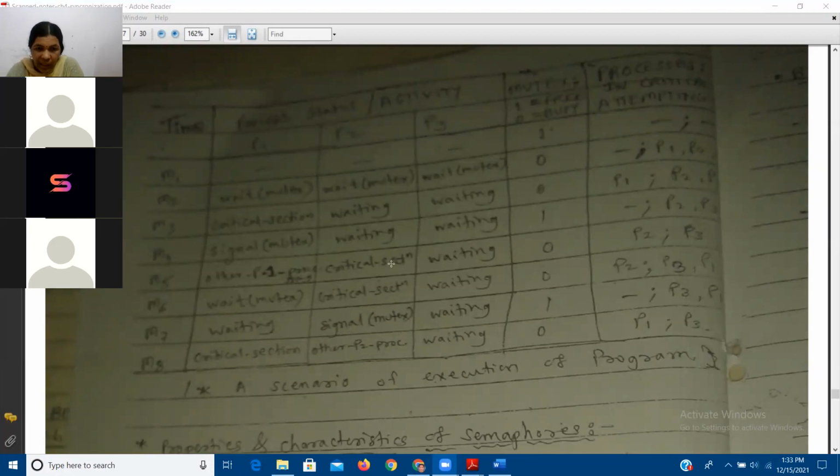So P2 will be in the critical section, P3 will be in the waiting state, that is in the entry section. The other process P1 may be in the remainder section. So P1 may be waiting for a second time to enter inside the critical section. So mostly it is applicable in the case of a time sharing operating system, right?